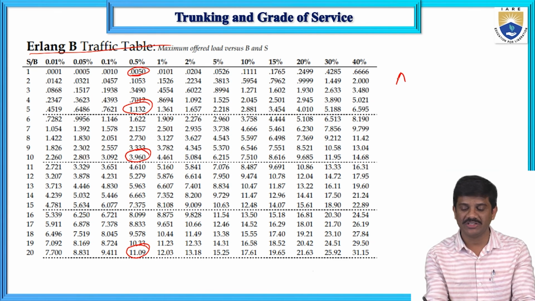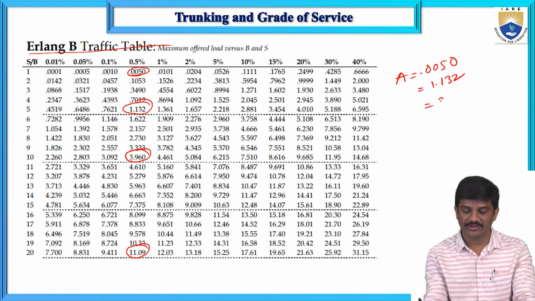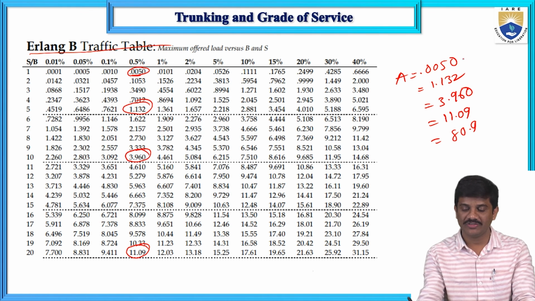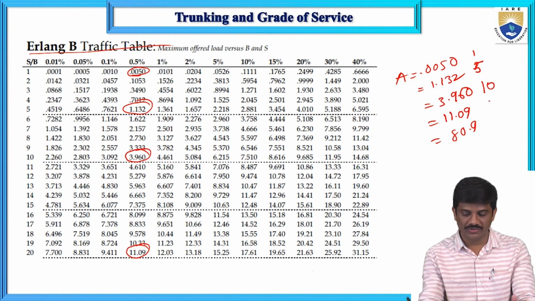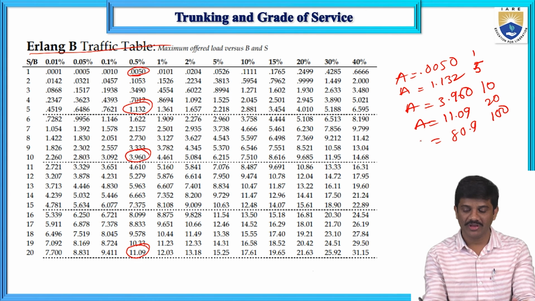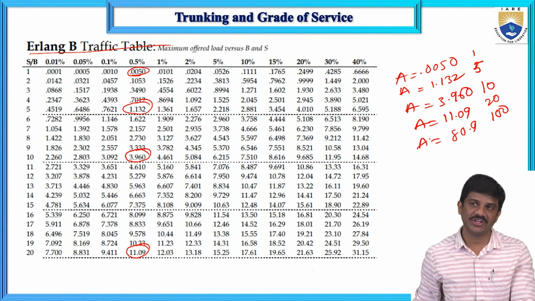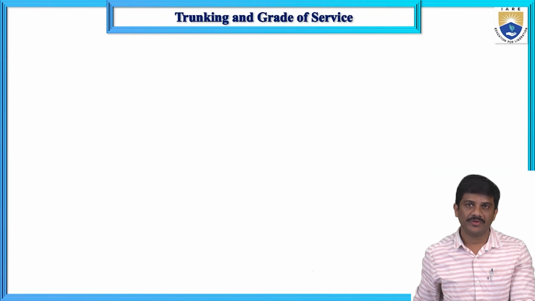Here we can find out the A. A is 0.0050, and also 1.132, 3.960, 11.09 and 80.9. This is for one channel, 5 channels, 10 channels, 20 channels, and 100 channels. These are the A values from the Erlang B table. Then we can move on to the problem.